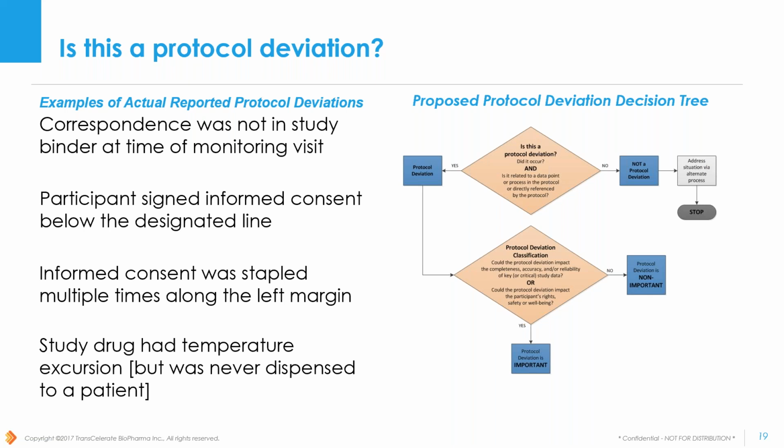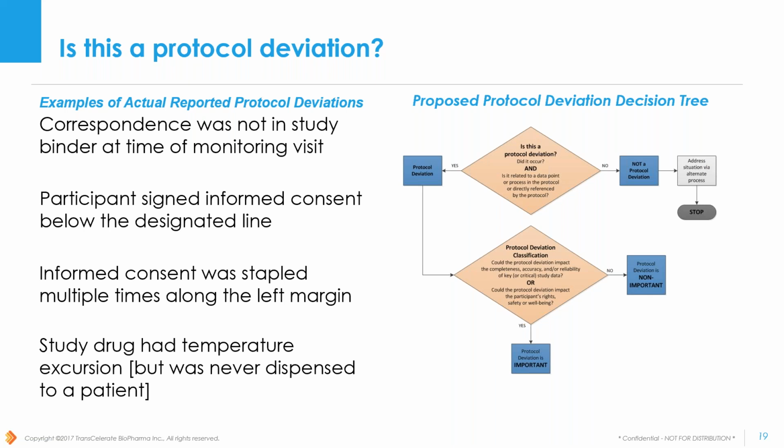So you can see on the right-hand side, we have a decision tree, and this actually appears in some of the materials that we've developed. So you start at the top in the top gold diamond. So is it a protocol deviation? Did this thing actually happen? And is it related to a data point or process in the protocol? And if no, you stop, and perhaps you manage that particular item through an issues management system, but you do not take it any further through protocol deviations. But if yes, if it is related to a data point in the protocol and it has occurred, yes, it's a PD.